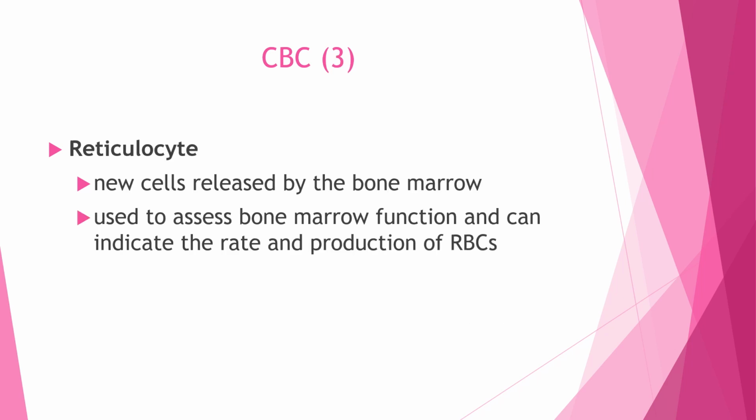The reticulocytes are new cells that are released by the bone marrow. They are little baby red blood cells, and they are used to assess bone marrow function and can indicate the rate and then the production of RBCs, because that's where all of this happens, right in the bone marrow.